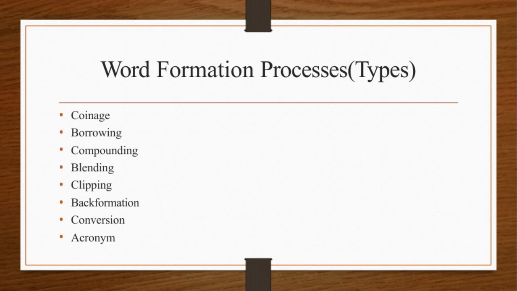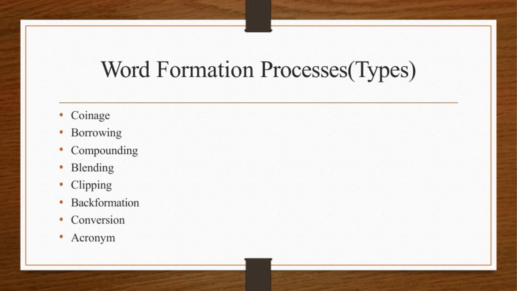All right, on this slide, we're diving into the fascinating world of word formation processes. These are the different ways new words are created in a language. First up, we have coinage, which is when entirely new words are invented from scratch, like Google or Kleenex. Then, borrowing involves taking words directly from other languages, such as ballet from French or sushi from Japanese. Next, we have compounding, which combines two existing words to create a new one, like notebook or sunflower. Blending is similar but involves merging parts of words, such as brunch from breakfast and lunch. Clipping shortens longer words, like turning advertisement into ad. Backformation is when a new word is formed by removing an affix, like changing editor into edit.